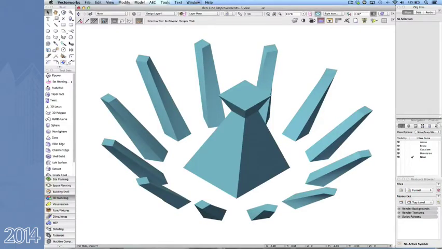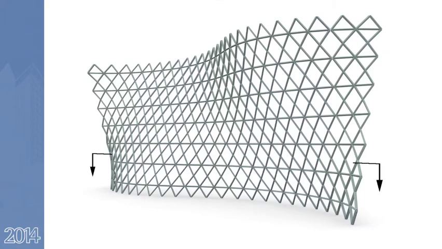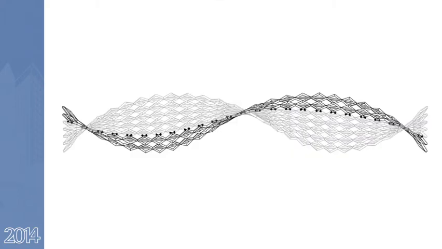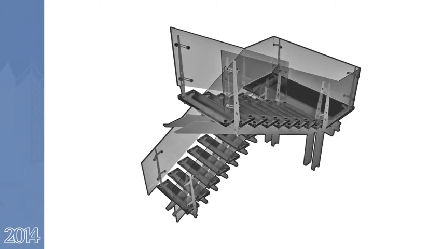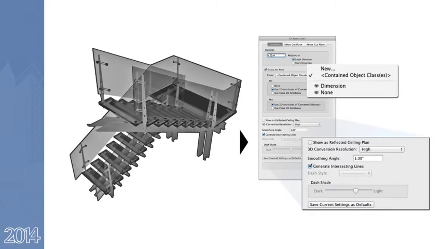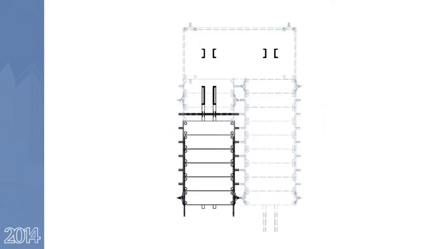Last year we introduced the Auto Hybrid. This feature creates a hidden line representation of an object above or below the cut plane in plan view for proper representation. This year we've added new options to the Auto Hybrid object to control the smoothing angle, intersection lines, and dash styles, resulting in better drawn objects and improved performance.